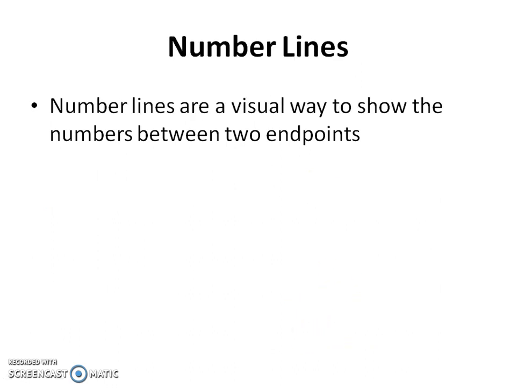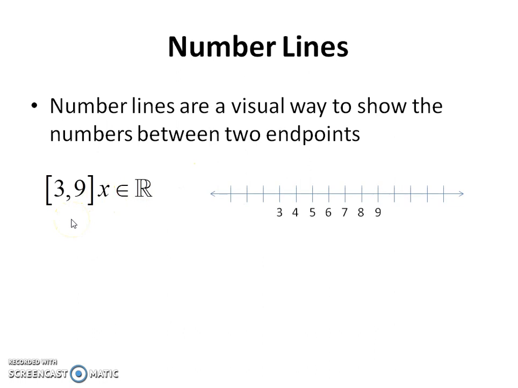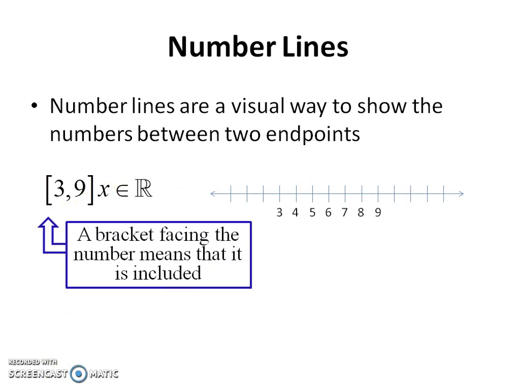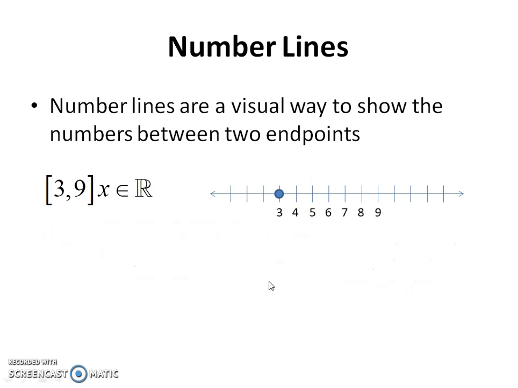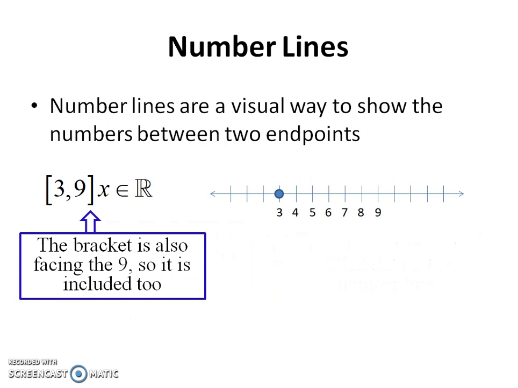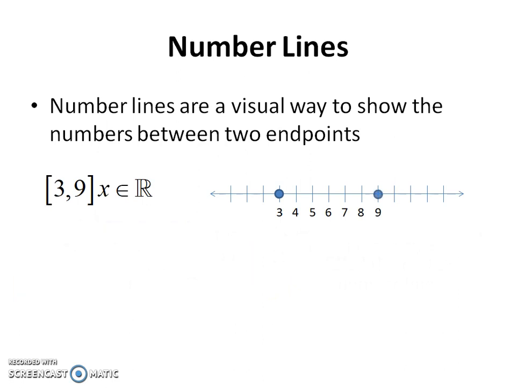So another way to represent that same information is on a number line. And this is what this would look like on a number line. We talked a little bit about which things are included. This 3 is included, and the way we show that on the number line is with a filled dot. The 9 is also included. The bracket is facing towards the 9. That also gets a filled in dot.